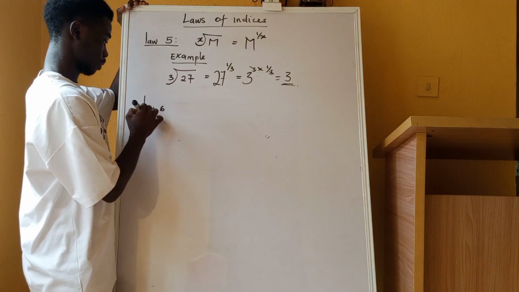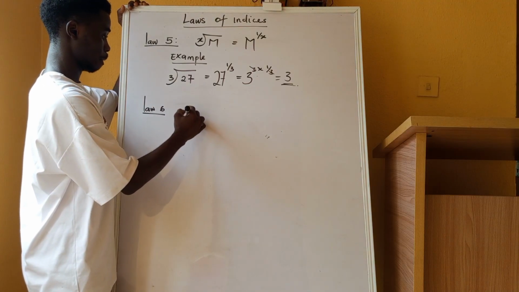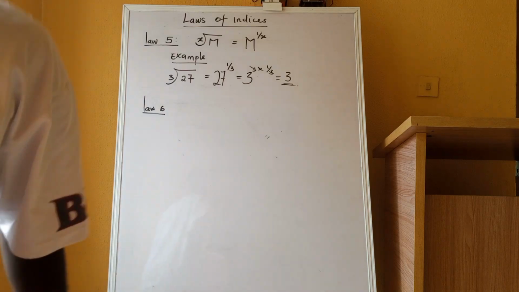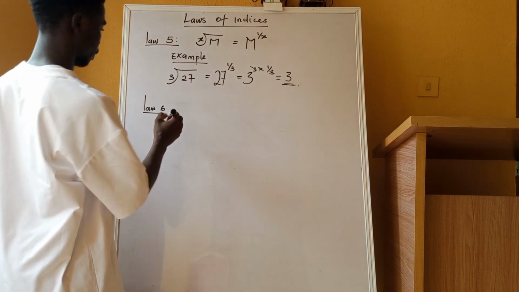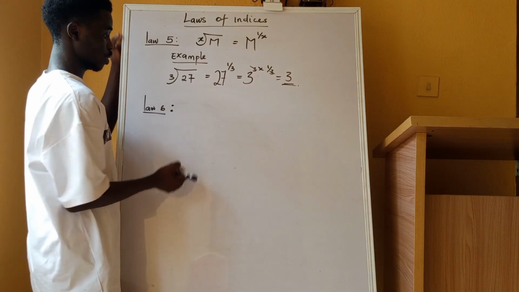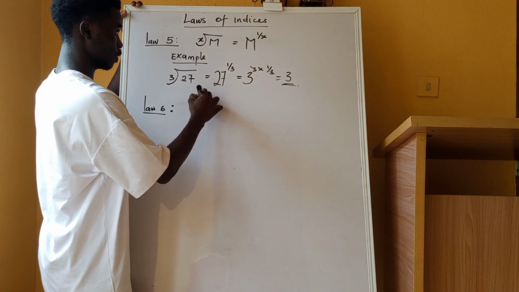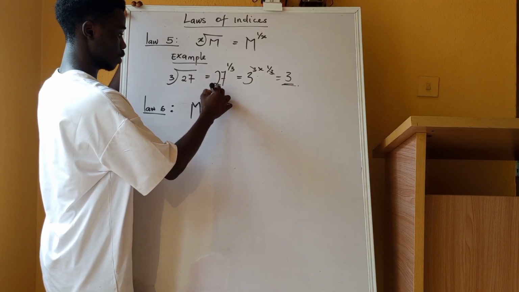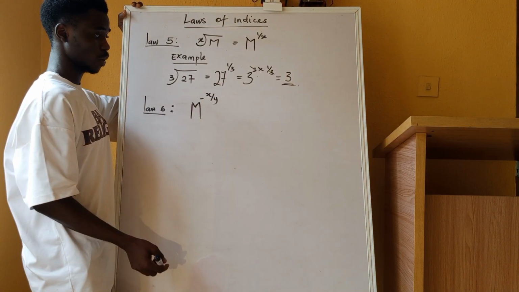Law number 6. Let's say we have m to the power of negative x over y.